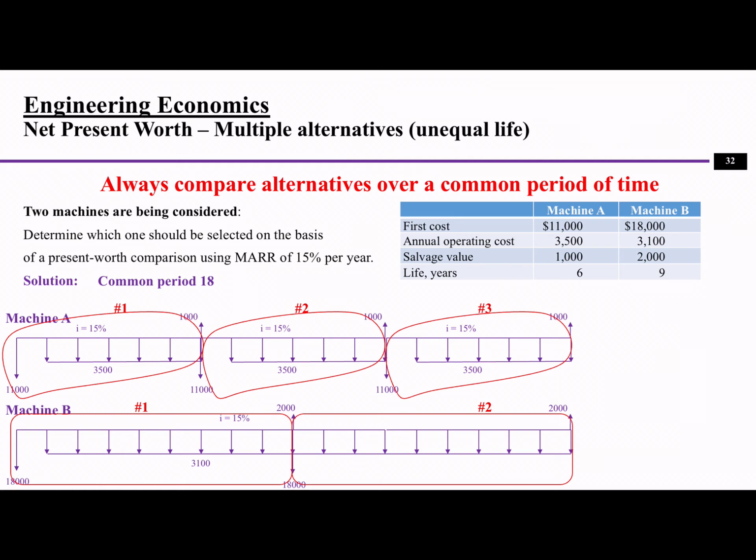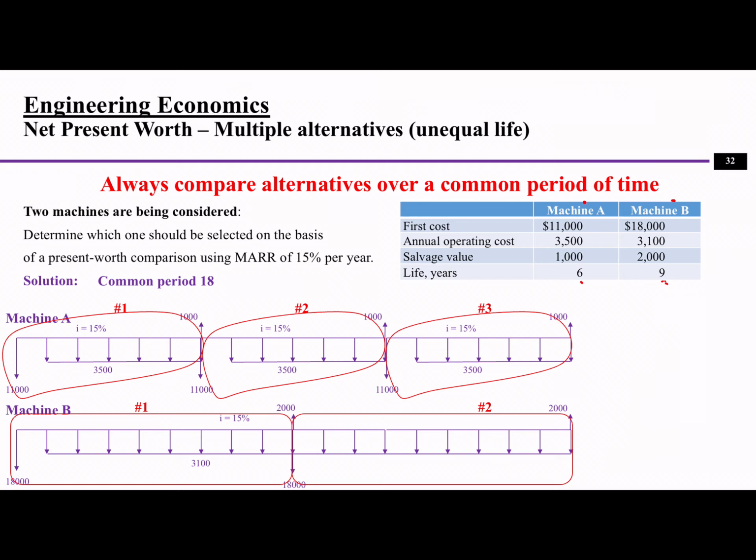When the lifetimes of the two comparing alternatives are different, how do we make comparisons? Here you always need to remember to compare alternatives over a common period of time. You cannot directly compare two or more alternatives based on different periods of time. For example, simply comparing machine A and machine B at 6 years and 9 years, converting everything over 6 years back to zero and everything over 9 years back to zero, does not make a fair comparison.